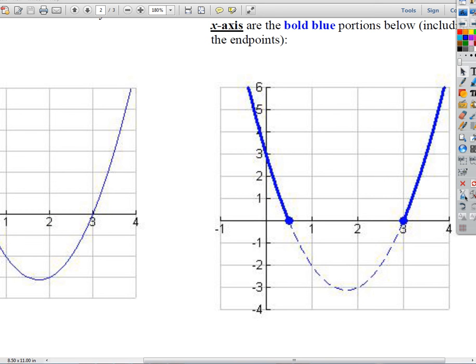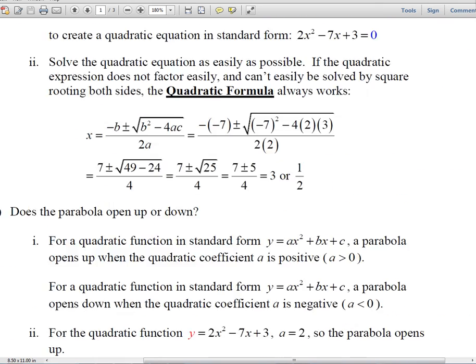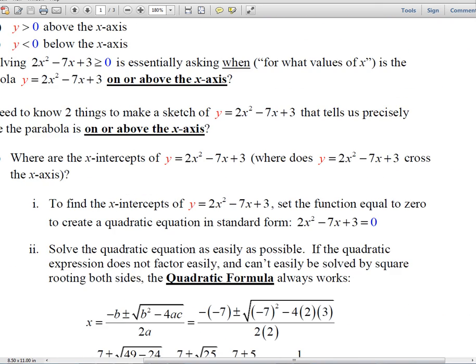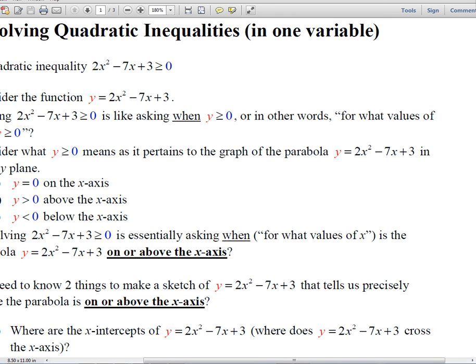If I take my parabola, in my original question asked us, when is this parabola 2x squared minus 7x plus 3 greater than or equal to 0? So the part we're focusing on is, by the way, there it is.